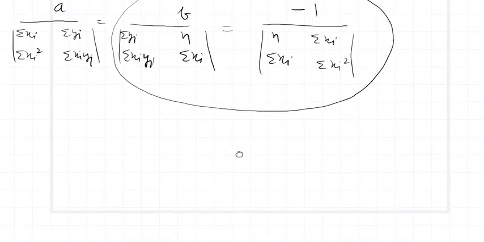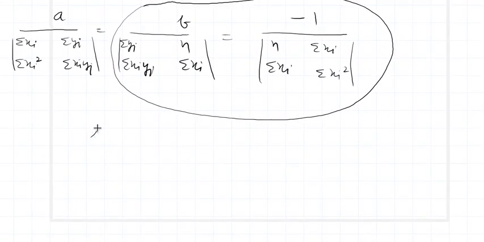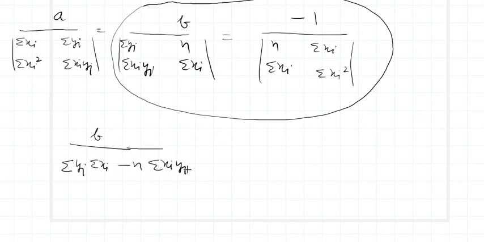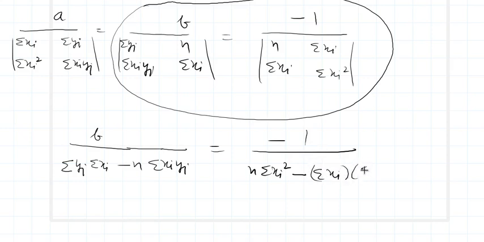So from here I can write down that b upon summation yi summation xi minus n summation xiyi, it must be equal to minus 1 upon n summation xi square minus summation xi into summation xi, right? I have not written here that summation varies from 1 to n. It is understood.